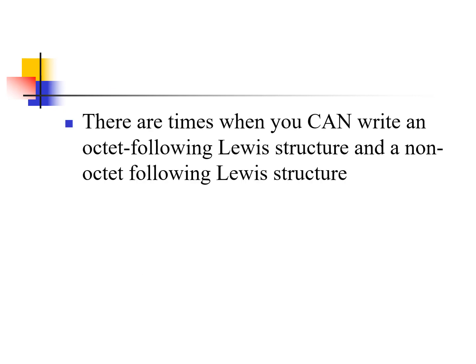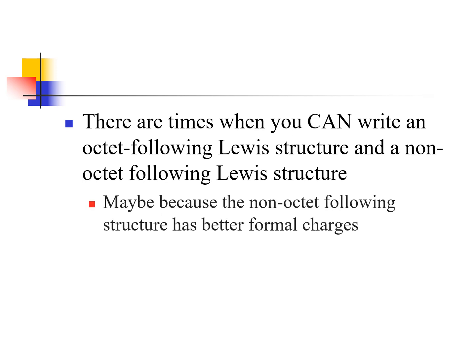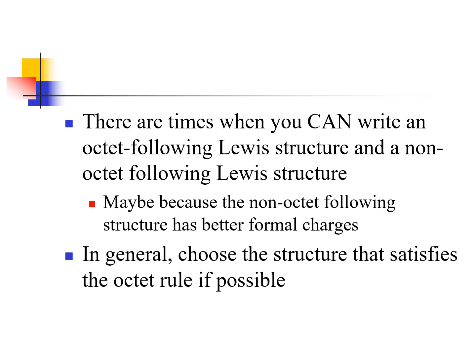Now, there are times when you can write an octet-following Lewis structure and a non-octet-following Lewis structure, maybe because the non-octet structure has better formal charge. In general, if you have the choice, octet rule trumps formal charge. I'm going to repeat that. If you have an octet-rule-following structure with bad formal charge, or a non-octet-rule-following structure with better formal charge, err on the side of the octet rule. Most often this occurs when you just cannot fulfill the octet.